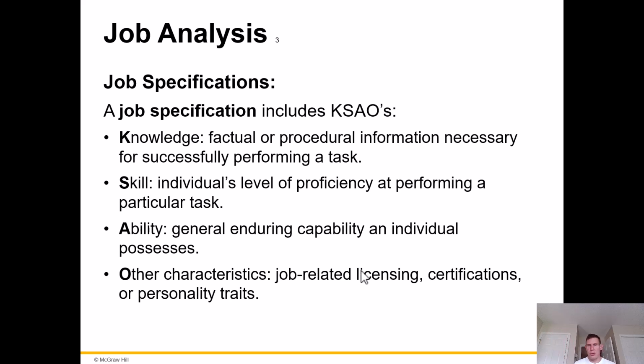So knowledge, of course, is the factual or procedural information necessary for successfully performing a task. Obviously, you have to know how to do the task. Skill is the individual's level of proficiency at performing a particular task, and that's going to vary by individual. Ability is the general enduring capability an individual possesses. And then any other characteristics, such as job related licensing.